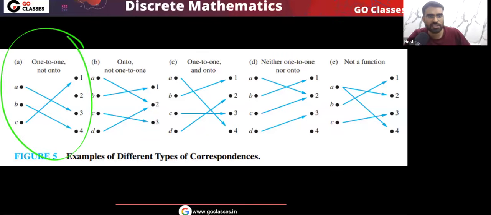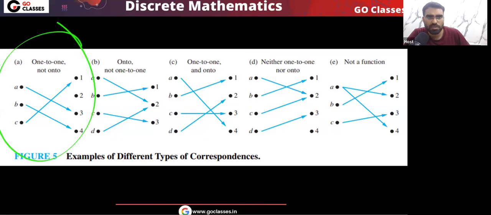Look at this function. Is this 1, 1? This is your domain, this is your codomain. Is this 1, 1? Yes, this is a 1, 1, but this is not onto. Why this is not onto? This function is not onto because this element 2 has no preimage. Okay. That is the reason this is not onto.